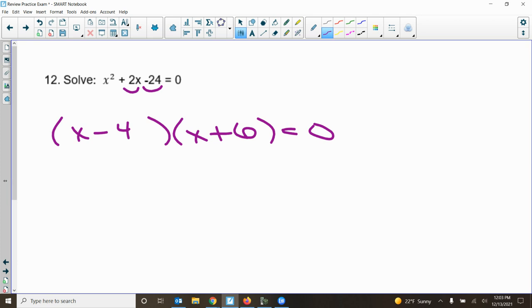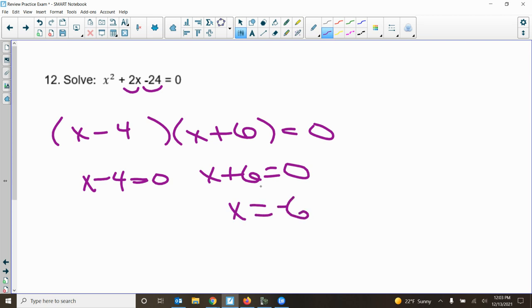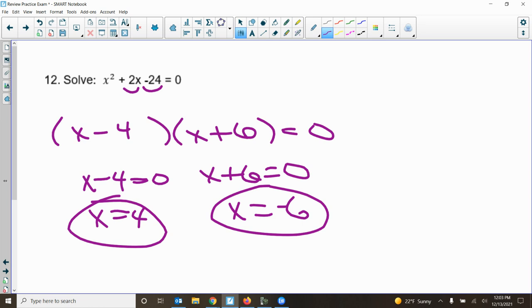Remind me, please. So now I can set each one of those parentheses equal to 0. Either x minus 4 is 0 or x plus 6 is 0. Subtract 6, you get x is negative 6. Add 4, you get x is positive 4. Questions on the solving by factoring.